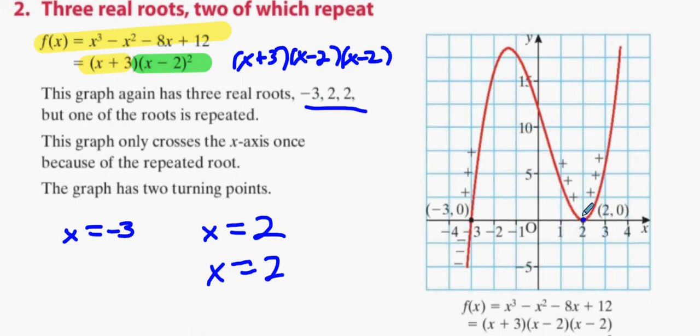See the way it only touches? So it hits the x-axis twice, not 3 times. Everybody cool with that? Once again, local max and local min. Alright, let's keep going.